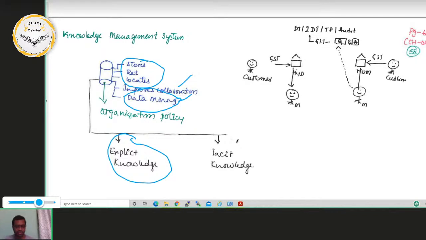So knowledge is divided into how many types? 2 types. First one is called explicit knowledge. Second is called tacit knowledge. So what do you mean by explicit knowledge? A knowledge which can be converted into a document is called explicit knowledge. What do you mean by tacit knowledge? Any knowledge which cannot be converted into a document is called tacit knowledge.